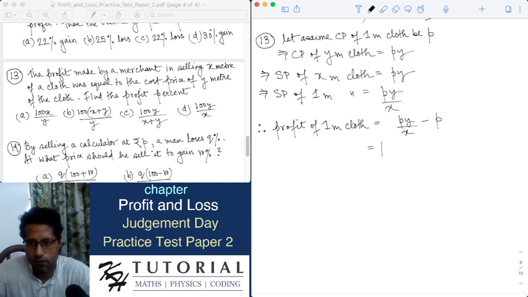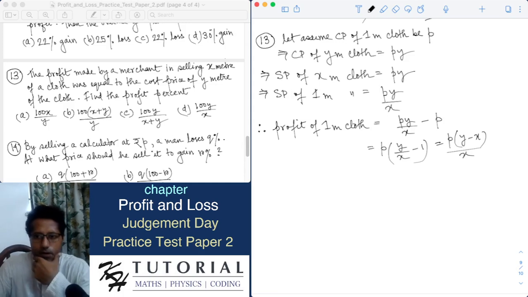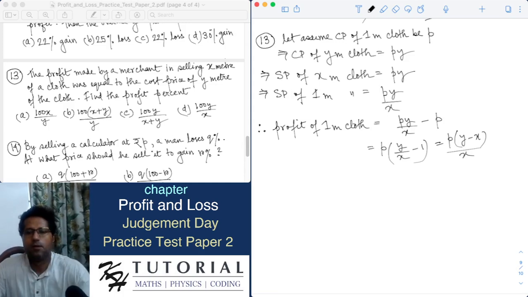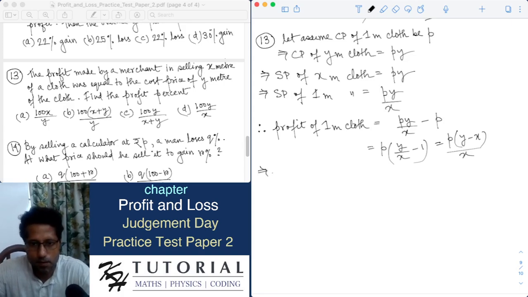If you take P common, it is Y by X minus P, which equals P into Y minus X by X. This is the profit of 1 meter cloth. Therefore, it is asking about the profit percent. So profit percent will be equal to profit divided by the cost price multiplied by 100.